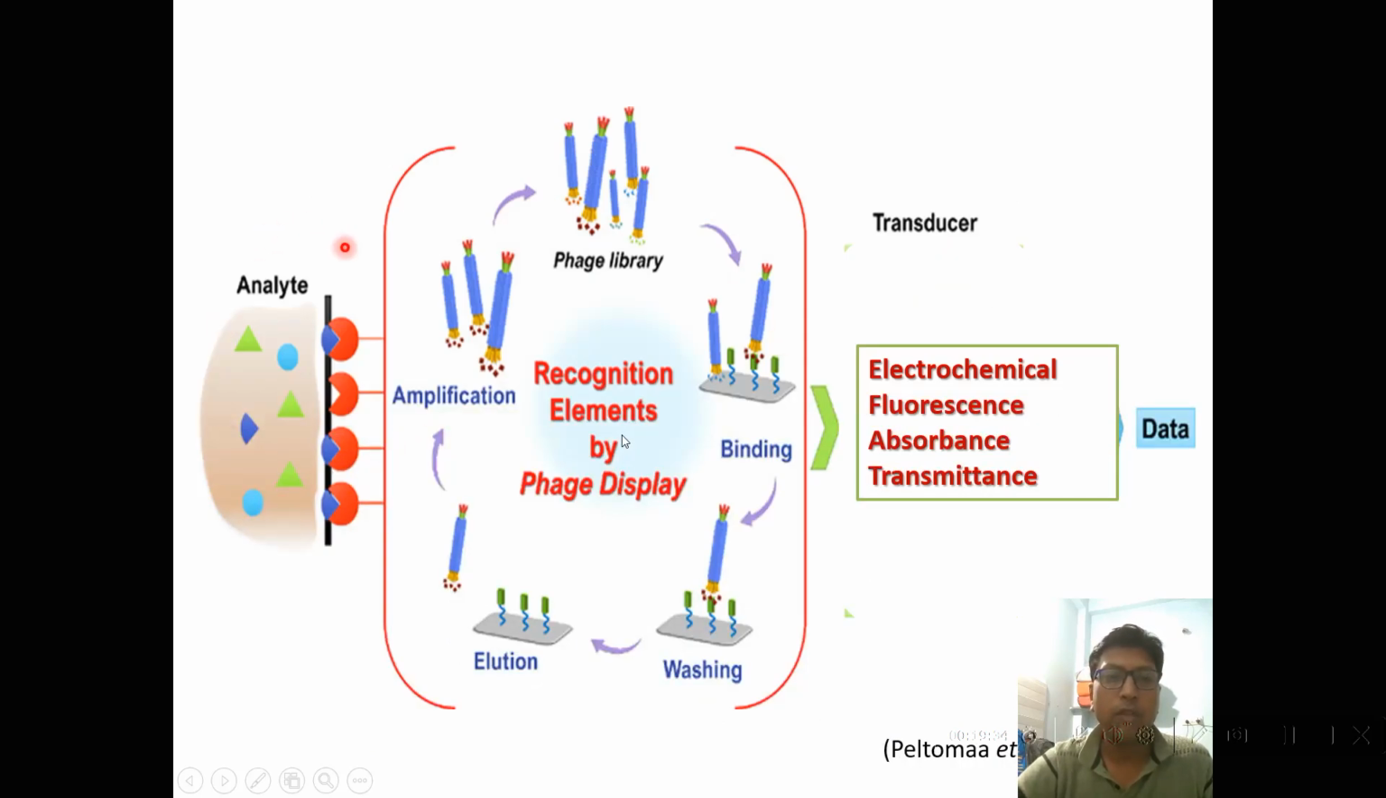The detection of this binding can be done with the basic principles of a transducer, with the help of electrochemical, fluorescence, absorbance, and transmittance principles, and the signal will be generated. These signals will be collected by the transducer, and the data will be read out. This data is very important to identify the correct target ligand binding.